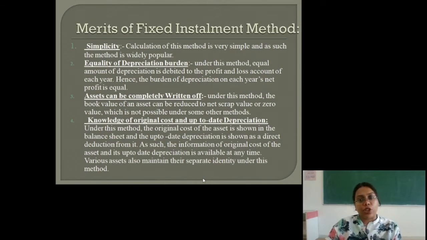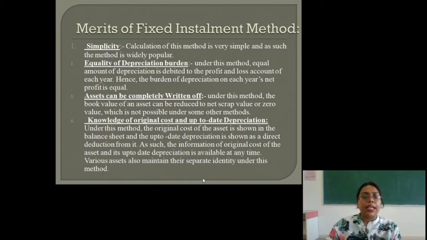Merits of fixed installment method. So now we'll see the merits of fixed installment method. Simplicity. The first merit of this method is that it is very simple. I have told you this method is very simple. The calculation of this method is very simple, and as such this method is also widely popular and accepted by each and every company.